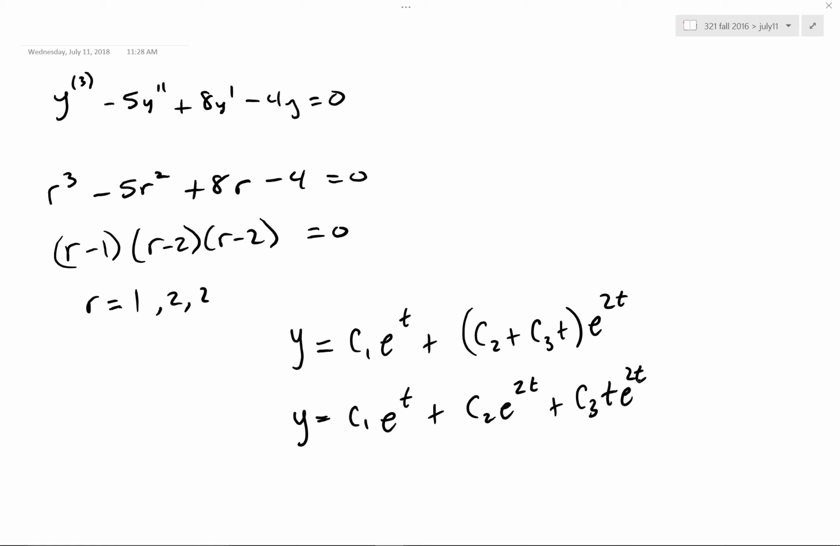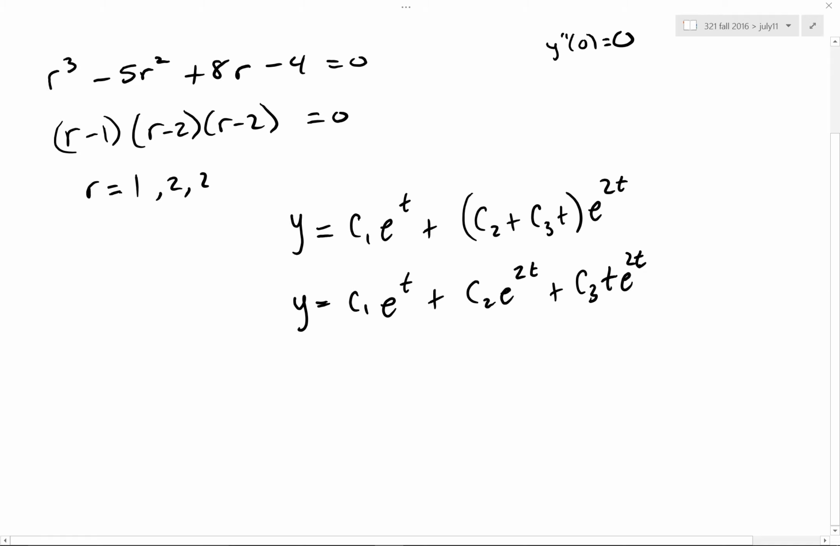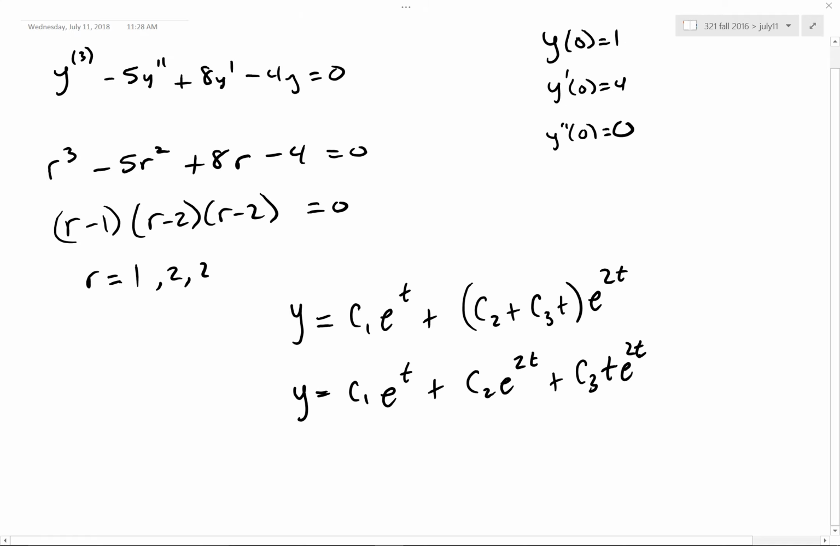All right? So what's keeping me from solving this? Well, I need to know some initial conditions. So y of 0 is 1. y prime of 0 is 4. y double prime at 0 is 0. Just for fun, when I graph this in a minute, I'm going to get a y-intercept of 1. It's going to have a slope of 4 at that point. And it's going to be a point of inflection also. Just going to keep that in mind when we get there in a minute, okay?